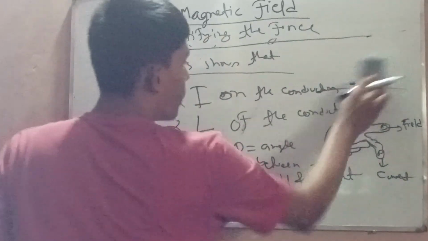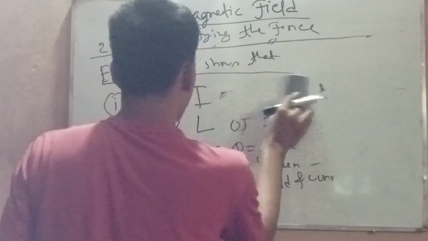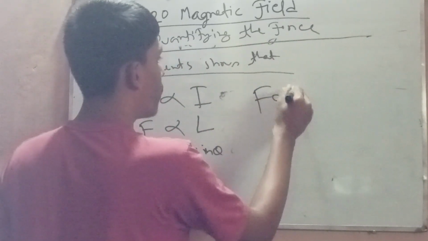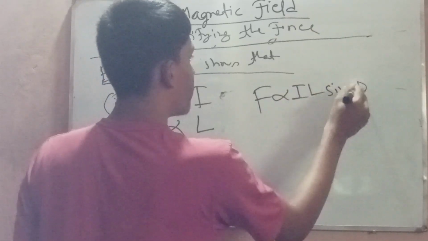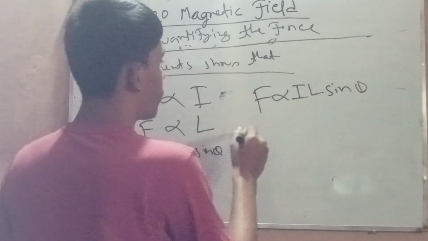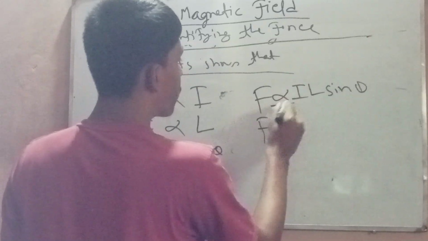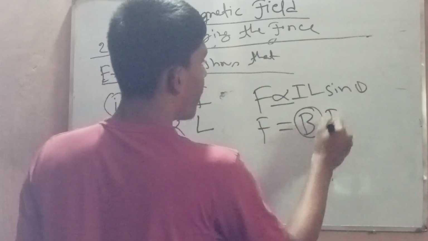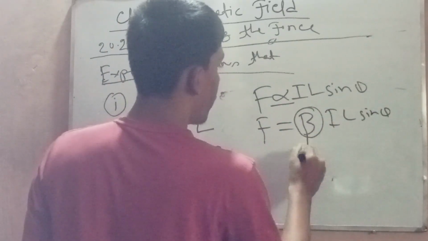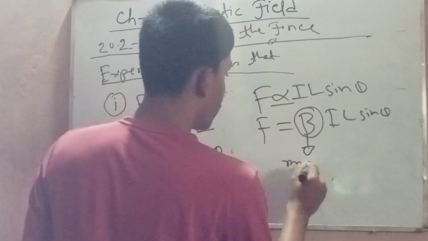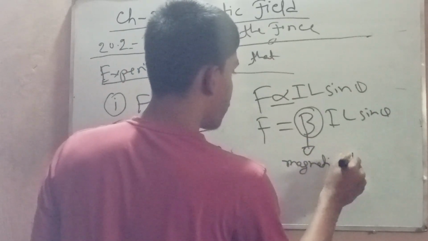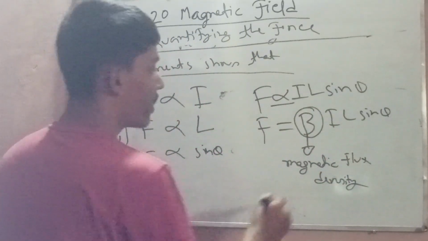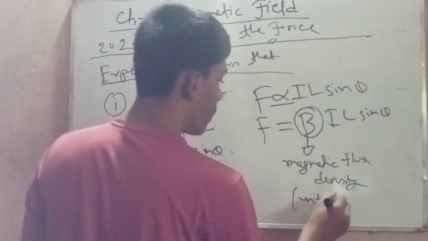Summarizing these three gives us F proportional to IL sin theta. Removing the proportional sign, we get F is equal to B I L sin theta, where B is magnetic flux density. The unit of B is Tesla.